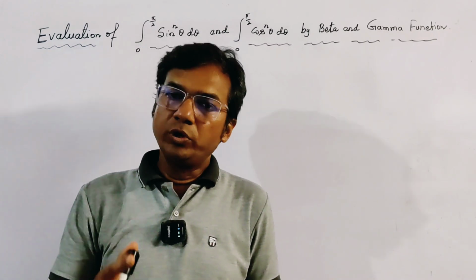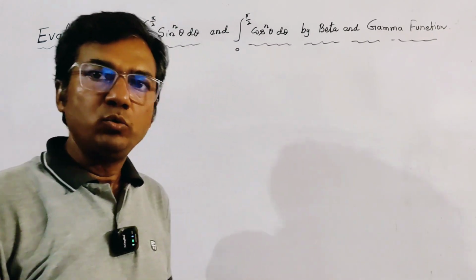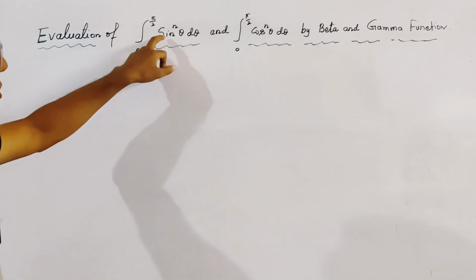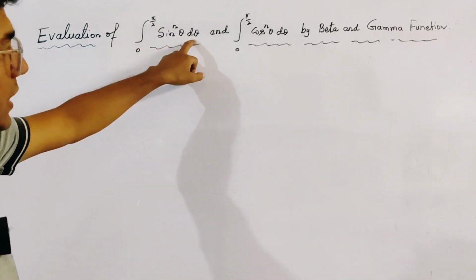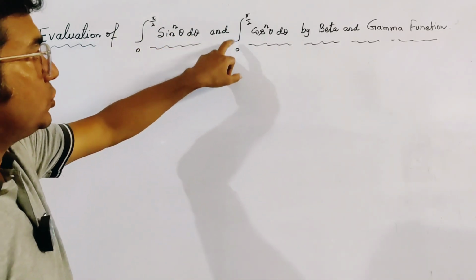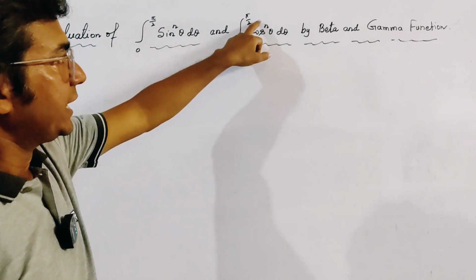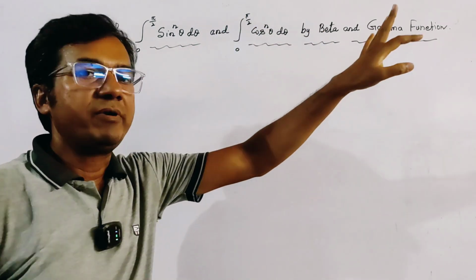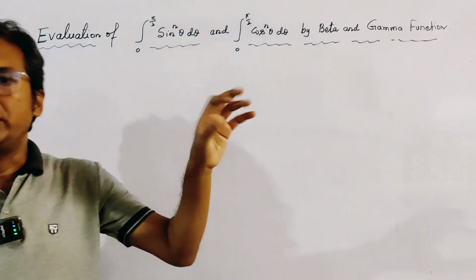In this class, we evaluate the value of the integral from 0 to π/2 of sin^n θ dθ and the integral from 0 to π/2 of cos^n θ dθ by beta and gamma function, or beta and gamma integral.